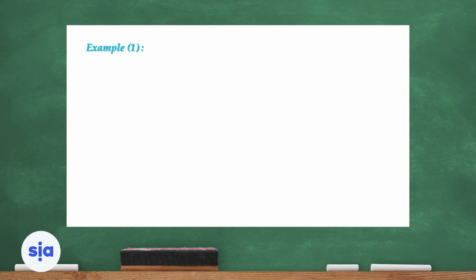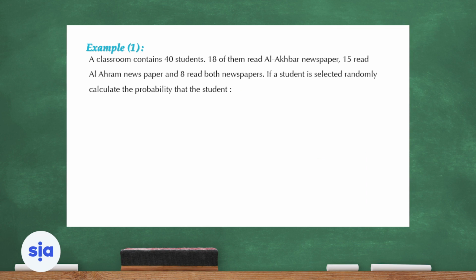Let's move on to example 1. A classroom contains 40 students. 18 of them read Al-Akhbar newspaper, 15 of them read Al-Ahram newspaper, and 8 read both newspapers. If a student is selected randomly, calculate the probability of the following.